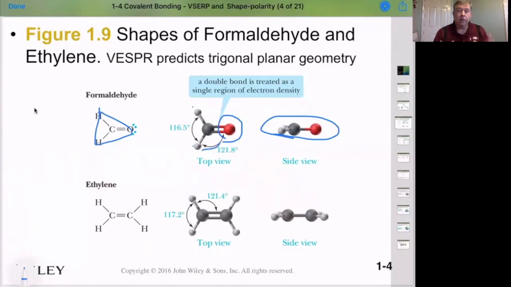So the electrons are what's driving the molecular structure and the molecular geometry. In ethylene, because these are almost the same nonpolar bonds, we have a little bit less of a difference. The size of the carbon is pushing them apart a little bit, but we have closer to our 120 desired angle for our trigonal planar structure.